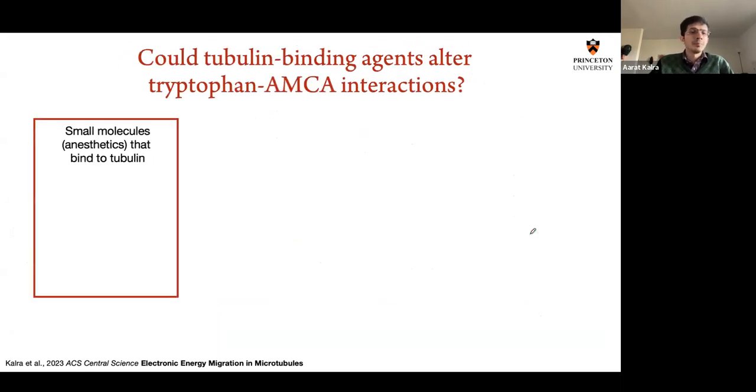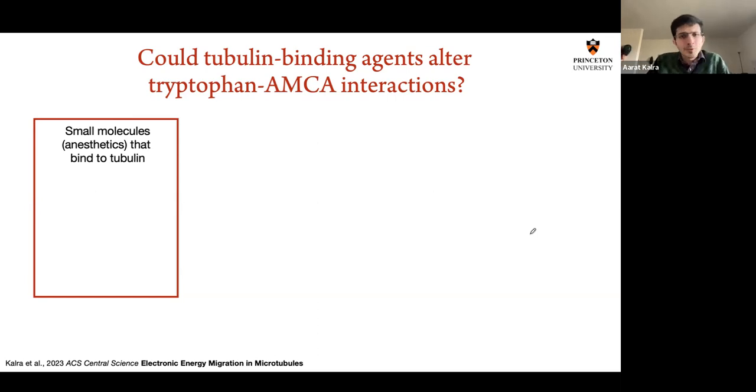Now, of course, we decided to add some MAPs and drugs to the system. Remember me telling you that MAPs and drugs can change the stiffness of a microtubule? That they can change the persistence length of a microtubule? The idea was to see whether these agents can also alter their photophysical properties. So in addition to changing their mechanical properties, can these agents also alter the electronic energy migration? All right, that's the question you're asking here.